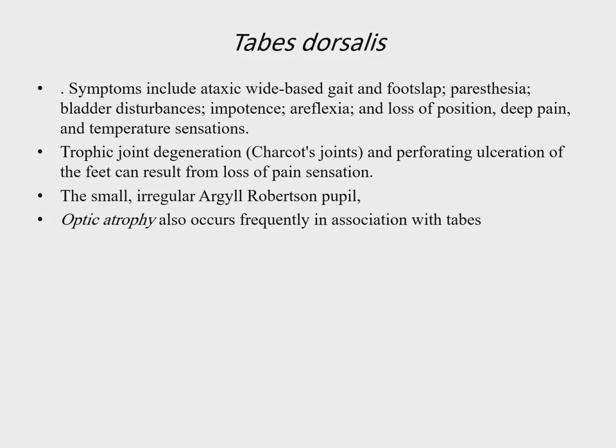It's a type of parenchymal symptomatic neurosyphilis characterized by ataxia, paresthesia, bladder disturbance, impotency, areflexia, extensor plantar response, loss of position, deep pain, and temperature sensation. Different neurological clinical manifestations. Patient can have Charcot joints because of loss of sensation, ulceration, and small and irregular pupils, and this is called Argyll-Robertson pupil. And the patient can also develop optic atrophy anytime.